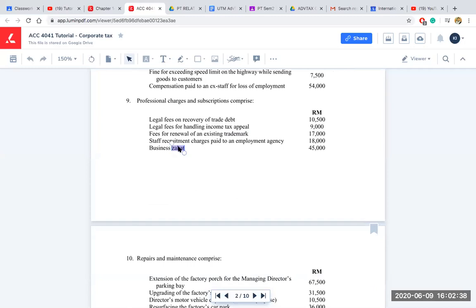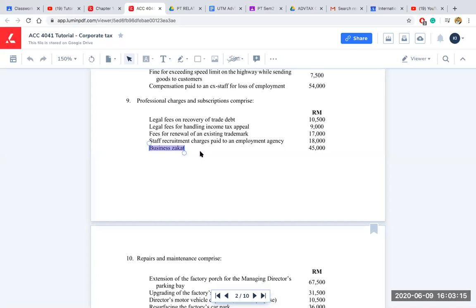And then business zakat. So what will be your treatment for your business zakat? Add back. Why do you add back? Because it's not allowed, right? It's not a business expense. That's why you add back. Did you pay zakat in the production of income? No. Zakat is post production of income. So that's why it's not allowed.